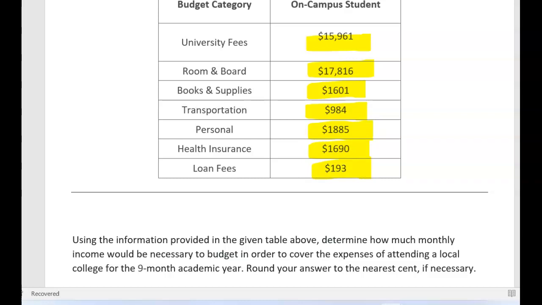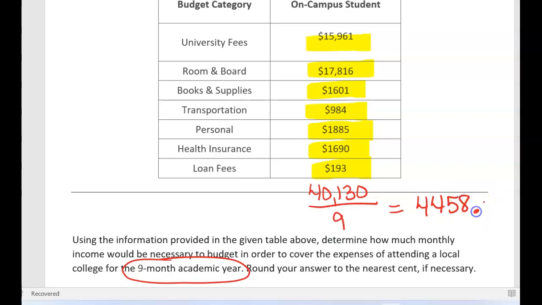And when you add up all of those values, you get $40,130. Now I want to break that up over a 9-month period. So we will divide that by 9 and we will get $4,458.89 per month would have to be saved to cover this in the 9-month time frame.